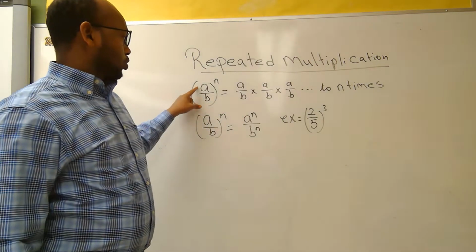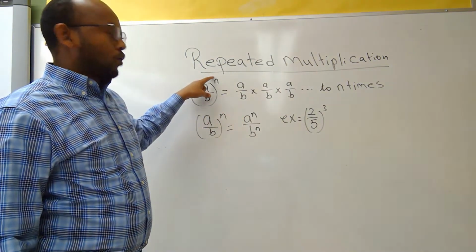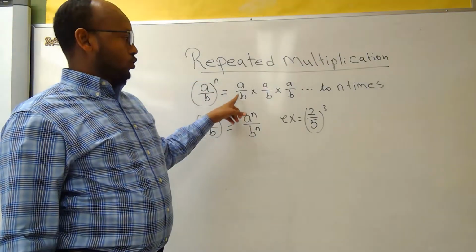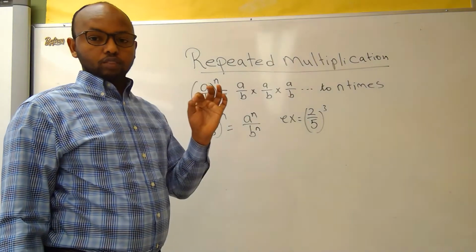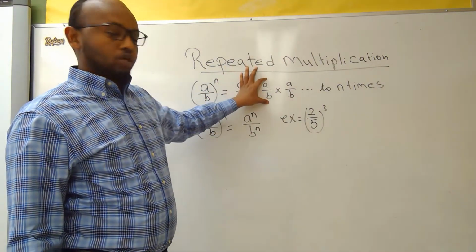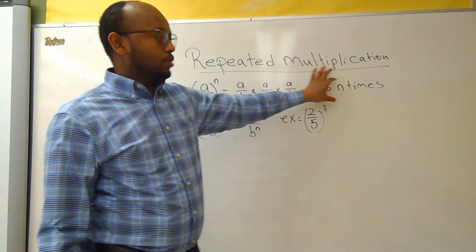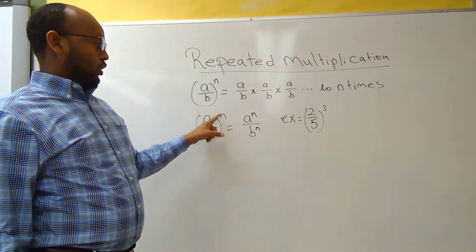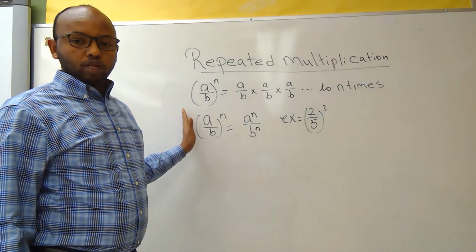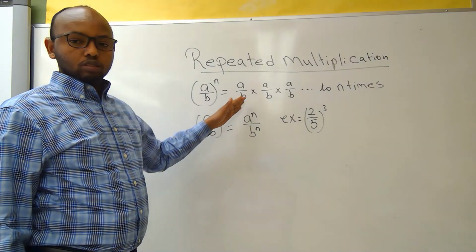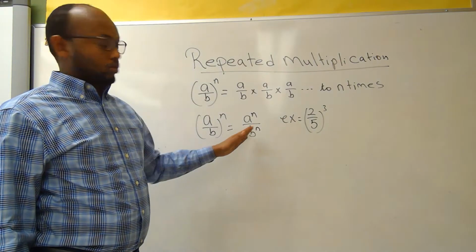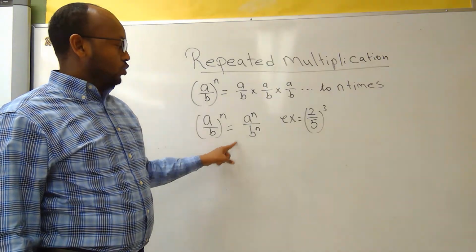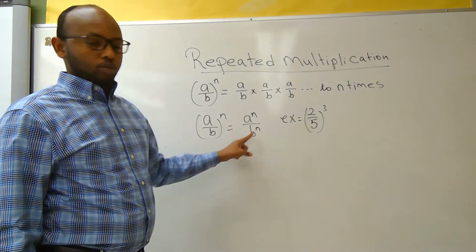For example, we have a over b power n. How many numbers in general? We don't know n. So we will do it like this: a over b, the fraction must be together, a over b times a over b times a over b, n times. We can also do it this way: put the power in each numerator and denominator separately. So a over b power n is equal to a power n divided by b power n.